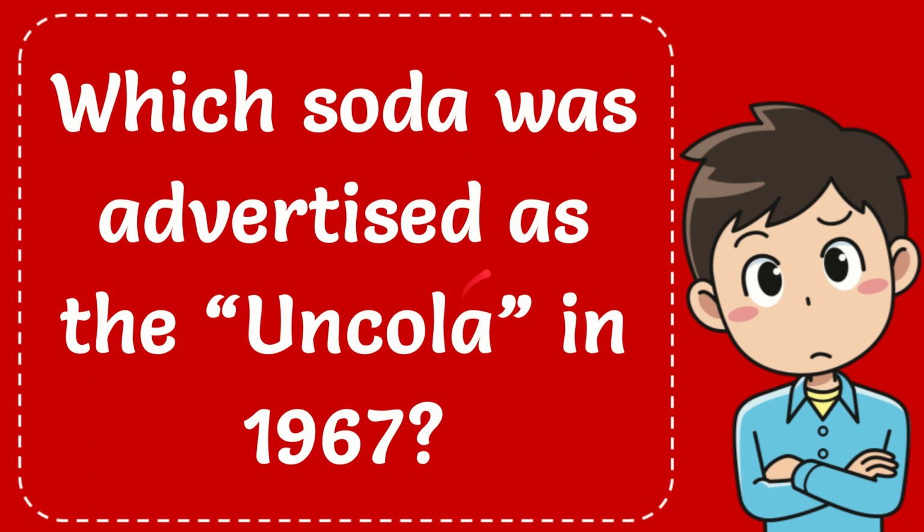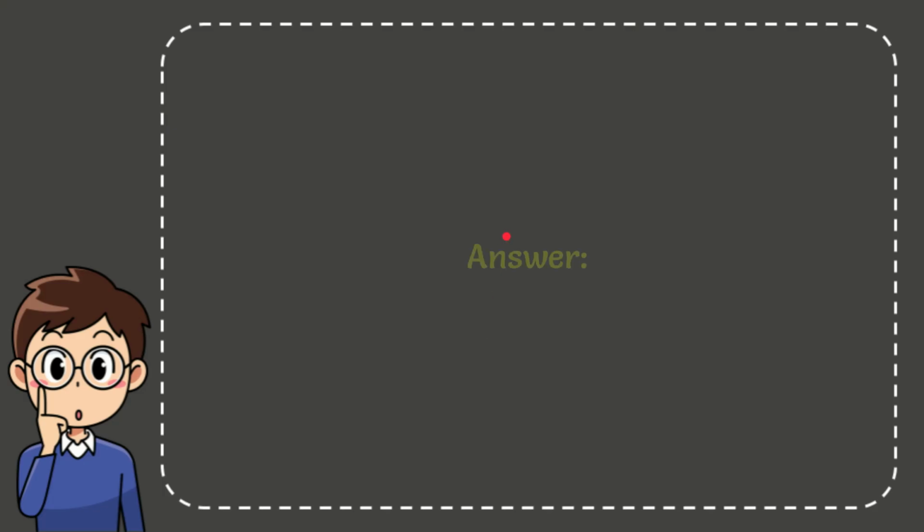In this video, I'm going to give you the answer to this question. The question is, which soda was advertised as the Uncola in 1967? Well, I'll give you the answer to this question. The correct answer to the question is 7-Up. So that is the answer to the question, 7-Up.